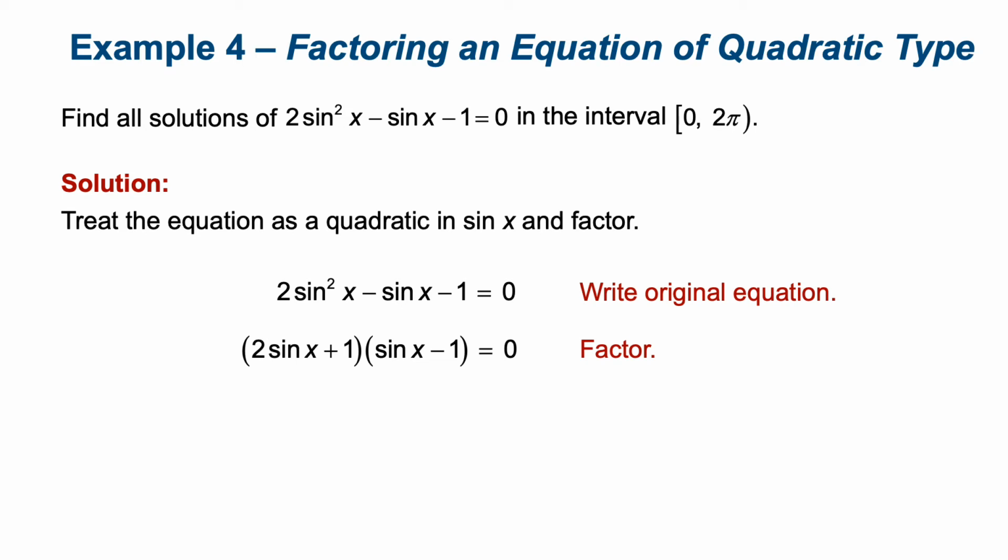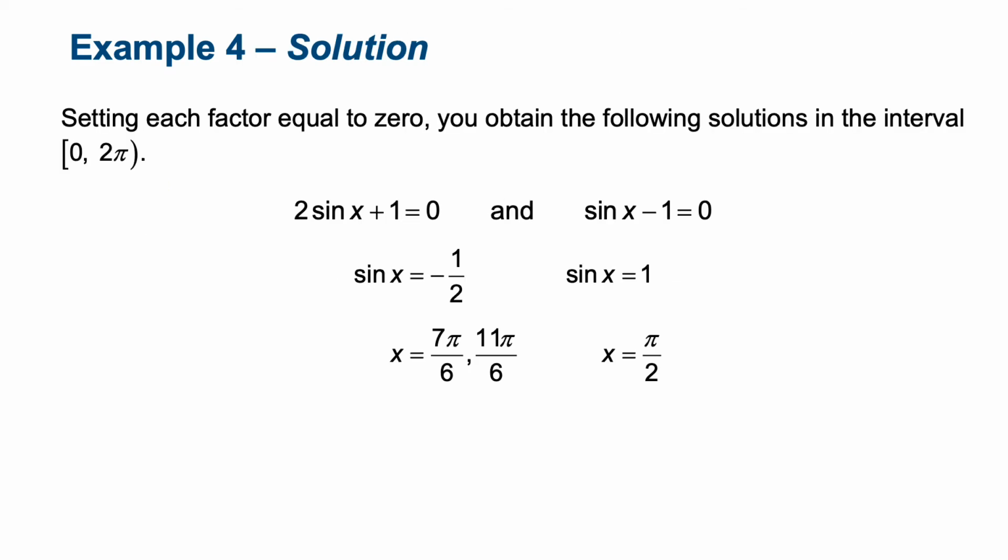And now that I have it in factored form, I just set each factor equal to 0, zero product property again, and then I solve for each one. So I have 2 sine of x plus 1 is equal to 0. That means, when is sine of x equal to negative 1/2 on the interval 0 to 2 pi? It's true at 7 pi over 6 and 11 pi over 6.